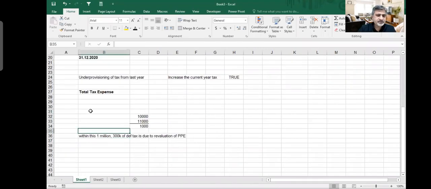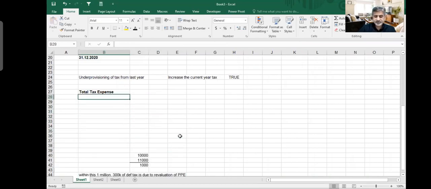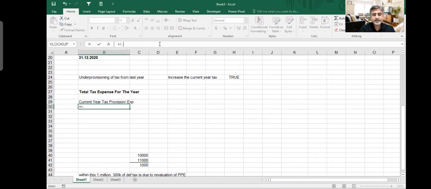So how do we calculate our tax expense? Remember that your tax expense for the year is always equal to the current year tax provision, or you call it current year tax expense, whatever, and then you say plus minus last year under or over provisioning.